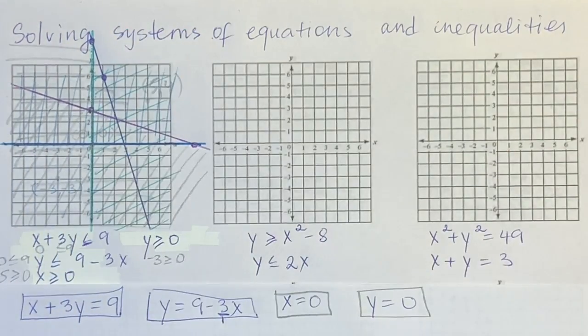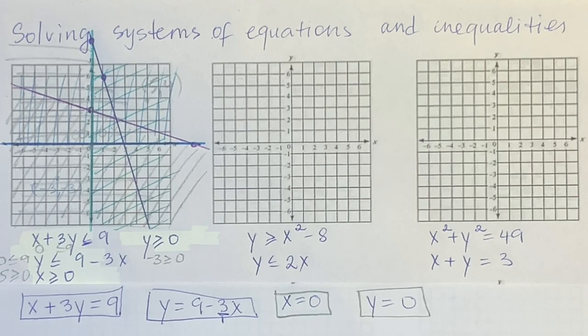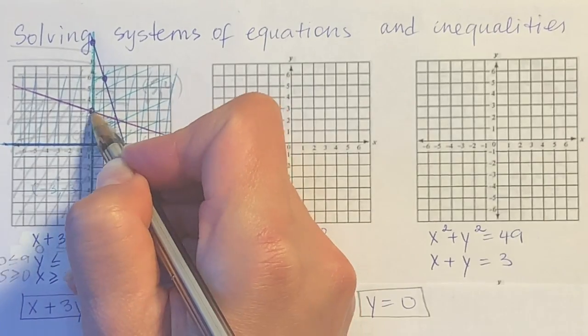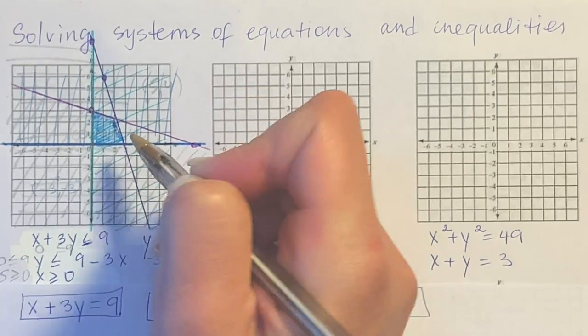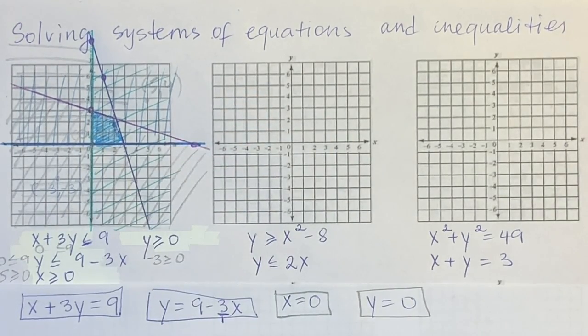The question, after you finally shaded all of the sides of all of the lines, is where do all of these shadings intercept? All of them intercept forming this shape right here. This shape is the solution to the system of these four inequalities.